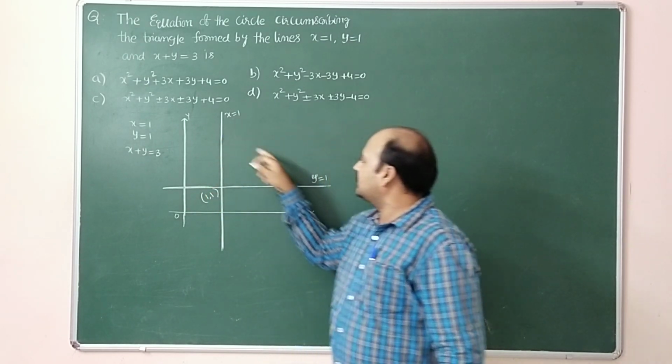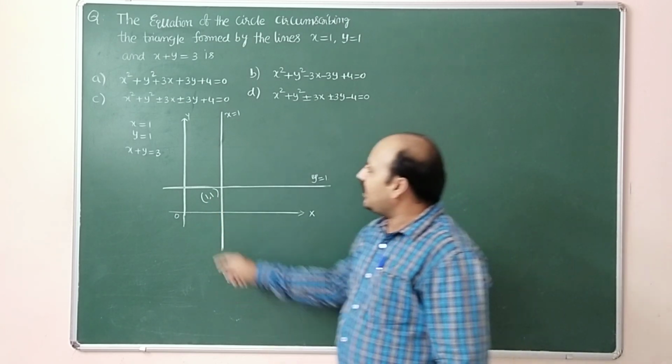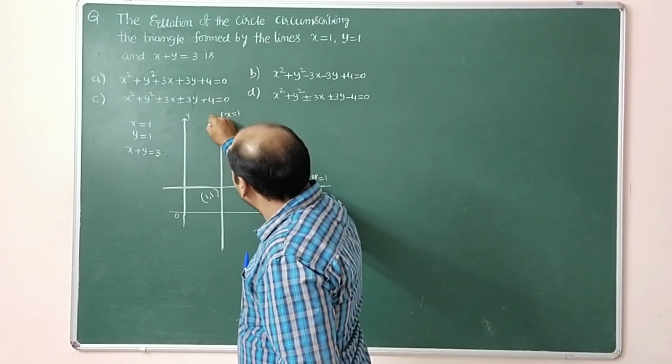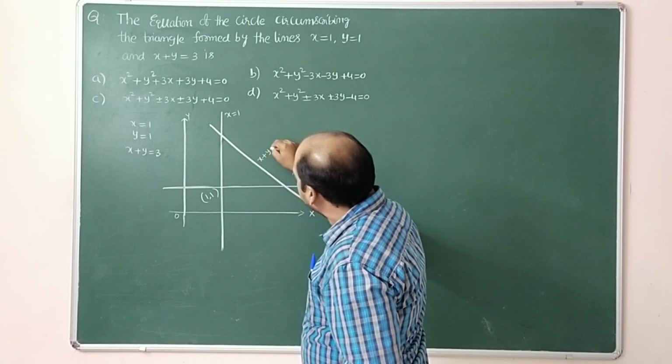So these two lines are intersecting at the point 1 comma 1. And another line x plus y is equal to 3 is also given now. So this is x plus y is equal to 3.